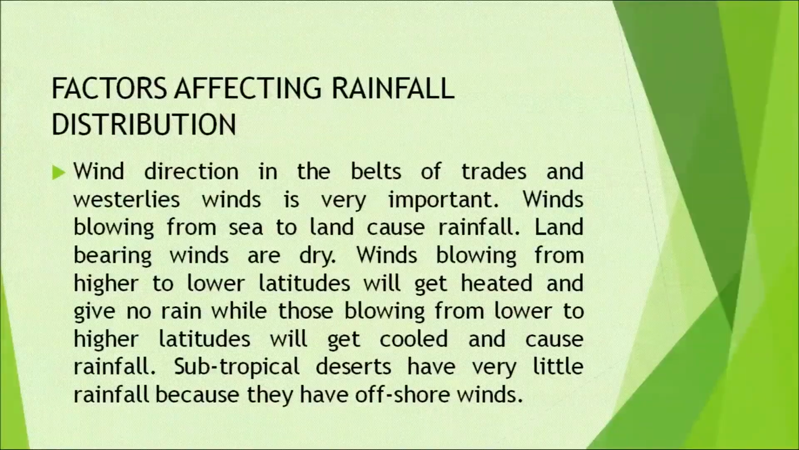Wind direction in the belts of trades and westerly winds is very important. Winds blowing from sea to land cause rainfall. Land-bearing winds are dry. Winds blowing from higher to lower latitudes will get heated and give no rain, while those blowing from lower to higher latitudes will get cooled and cause rainfall. Subtropical deserts have very little rainfall because they have offshore winds.